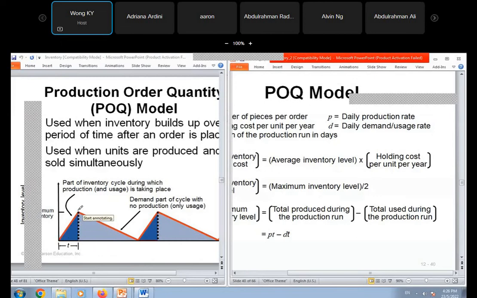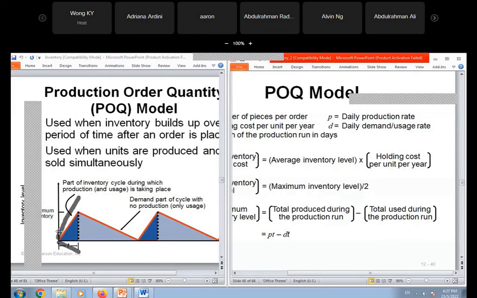So if we only consider production, then the production rate may be something like this. So this is the production rate. But at the same time, the inventory is being used, so there's a usage rate. The usage rate is actually negative because we are using it. So the usage rate may be something like this. If we use this production rate line minus this usage rate line, we will get this line in between here, this red color line.